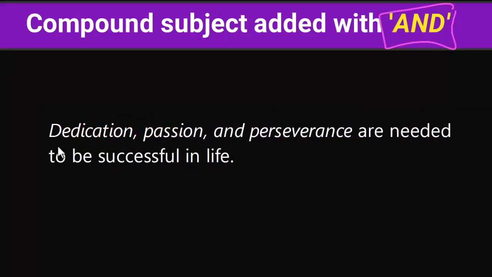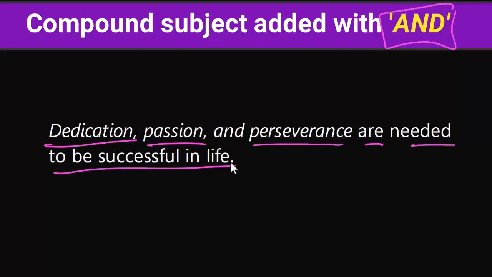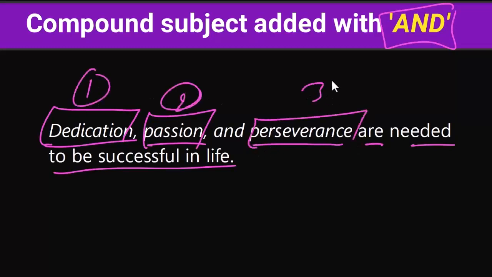Let's take another example. Dedication, passion, and perseverance are needed to be successful in life, which is very accurate, right? So three things are needed: dedication number one, passion number two, and perseverance number three. So when you add more than two subjects together with the conjunction and or any other conjunction, which is usually and or or, we use commas to separate them, and before the last one we use the conjunction, which is and or or. Okay, so this is the first way to form a compound subject.